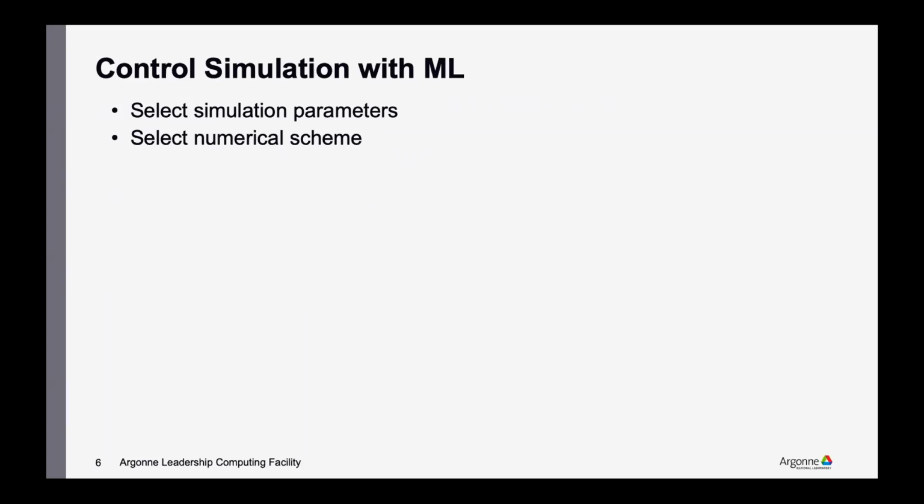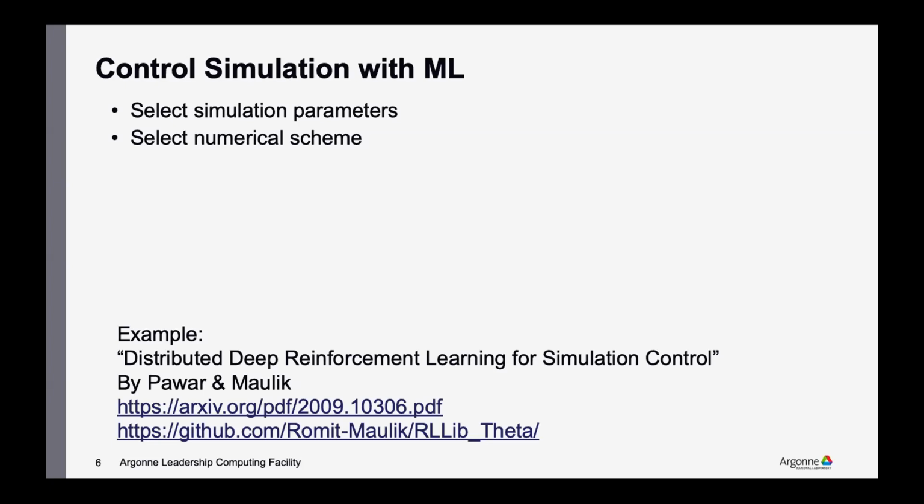An alternative use case would be that you want to control your simulation with machine learning. For example, maybe you have some simulation parameters that the machine learning model could be tuning, or you want the machine learning to decide which numerical scheme to use. Another example that Romit has worked on is using reinforcement learning for this, and here I linked to another one of Romit's repos. Romit, do you want to say anything else about this?